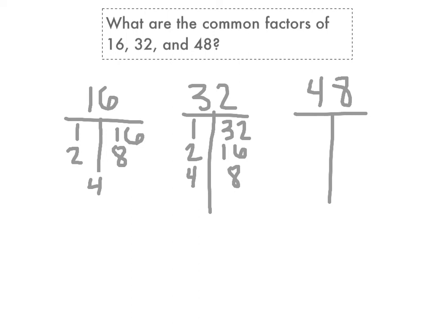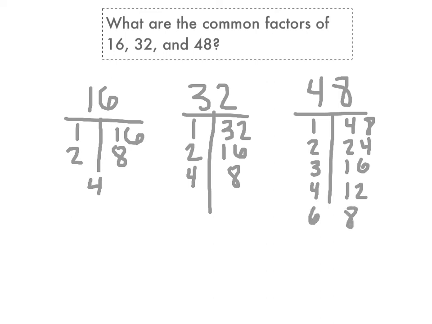So let's go over to 48. For 48, I'm going to do 1 times 48. I'm going to do 2 times 24. 3 times, let's see, 8 plus 4 is 12. It should work. So 3 goes into that. 3 times 16. 4 should work. 4 times 12. 5 does not. 6 does. 6 times 8.